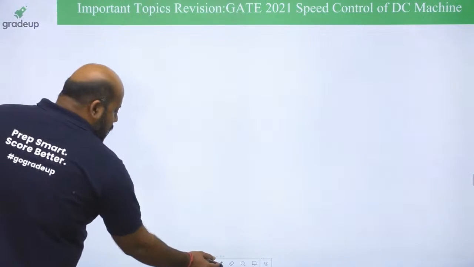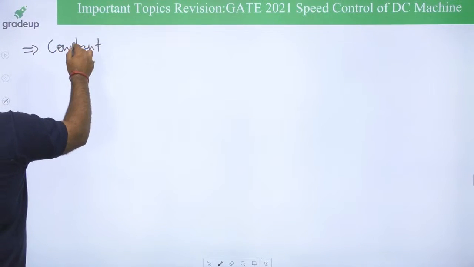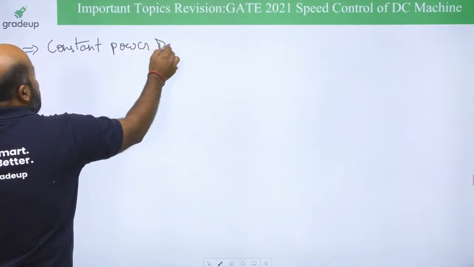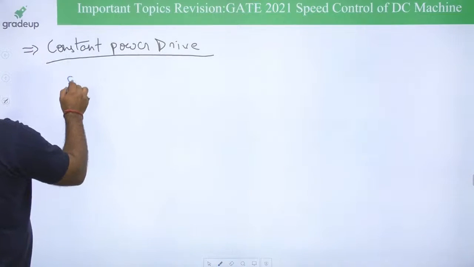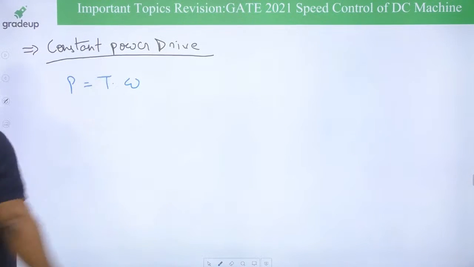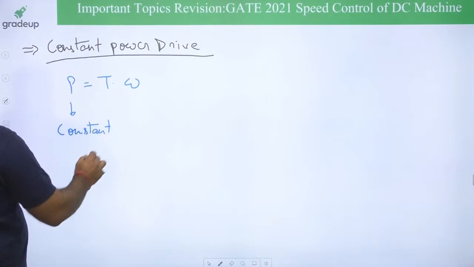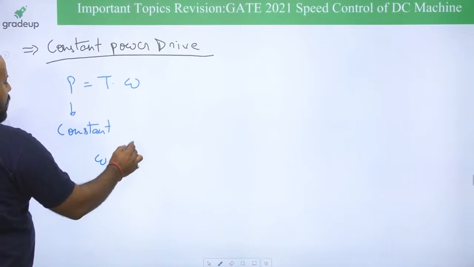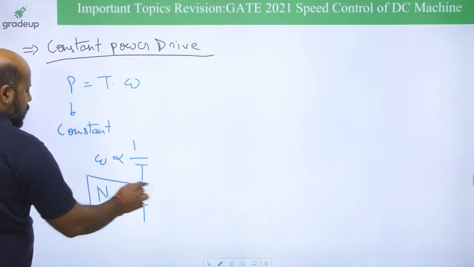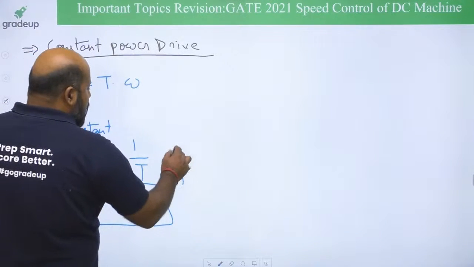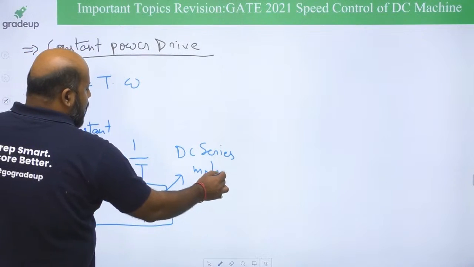Now suppose you want to have a constant power drive. Now you know that power you can write in terms of torque multiplied by the angular speed. If the power is going to be constant, then you can write that speed is going to be inversely proportional to the torque, and DC series motor is going to be the best choice. You know the characteristic.